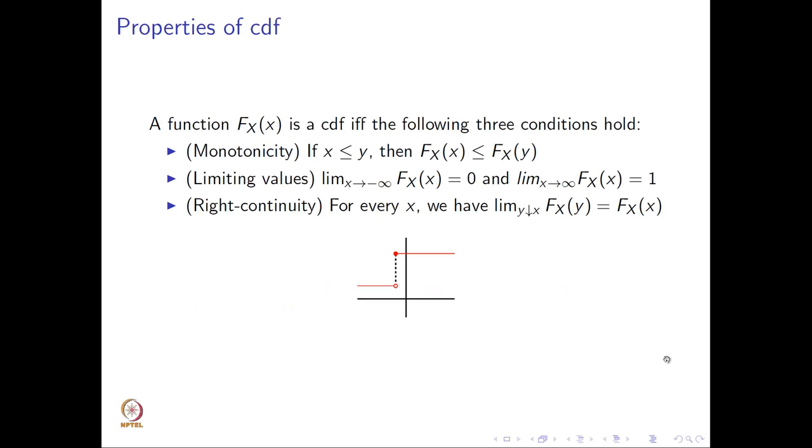A function is a valid cumulative distribution function only if it satisfies the following properties. The first property simply states that the cumulative distribution function is a non-decreasing function. The second property specifies the limiting values: limit x tends to minus infinity FX(x) equals 0, and limit x tends to infinity FX(x) equals 1. The third property specifies right continuity. That is, no jump occurs when the limit point is approached from the right. This is also shown in the figure below.